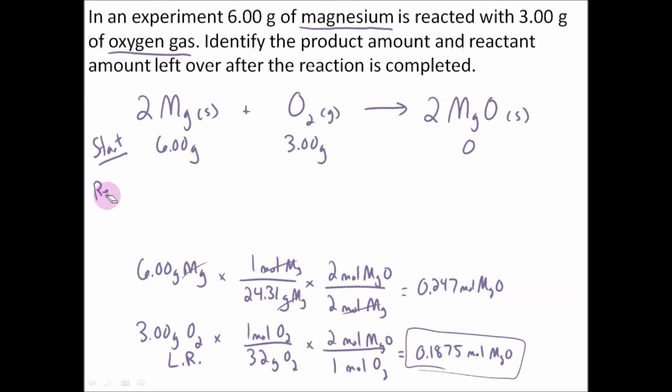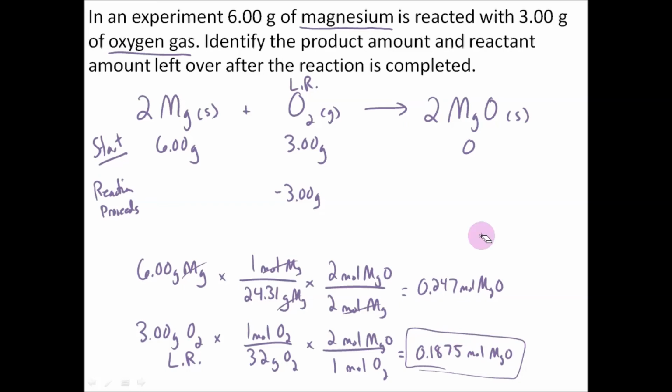Alright, so now we can come back up here and say, as the reaction proceeds, all this oxygen is going to get used up. Right, that's the limiting reactant, so this is what's going to get used up. And now we need to figure out when that 3 grams gets used up, how much magnesium oxide can it make? Well, we found here the theoretical yield in moles. Now what we want to do is find that in grams.